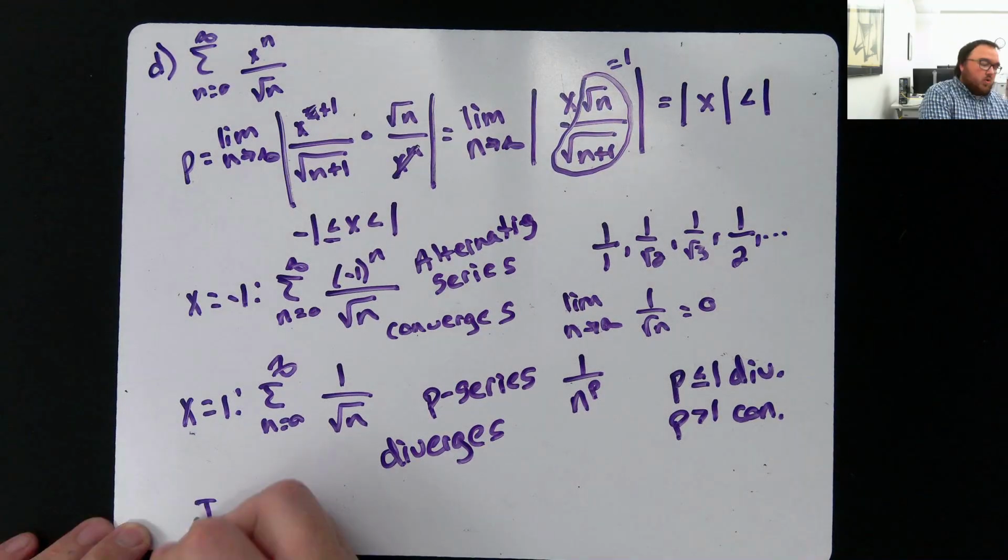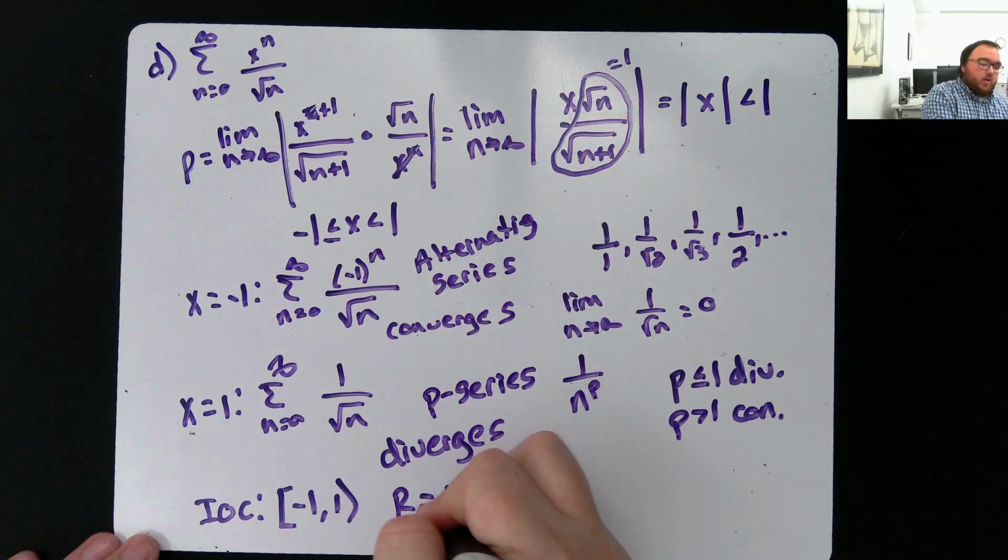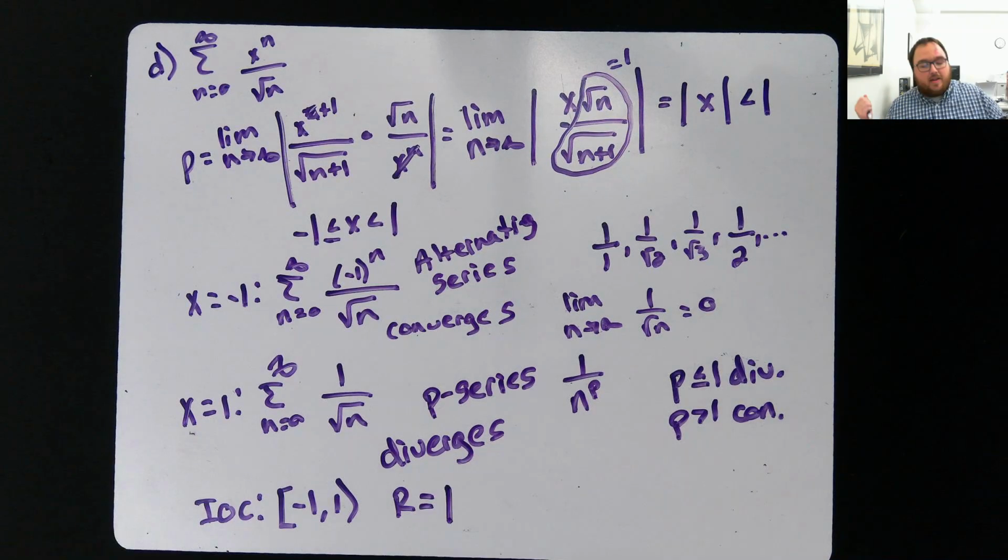So the interval of convergence is going to be bracket -1 to 1 parentheses. The radius, again, is half of the length. This length is 2 because I hop over 2 spots. Half of that is 1. If any of that doesn't make sense, please let me know. Moving on to example number 2.